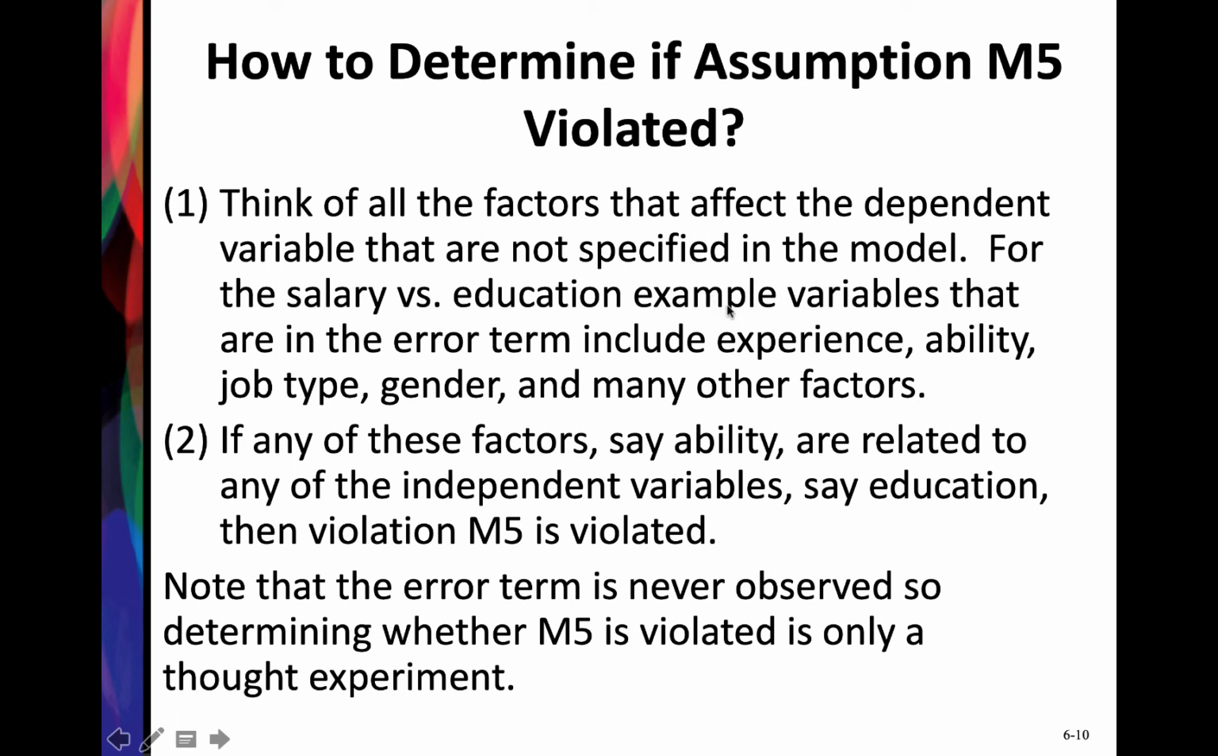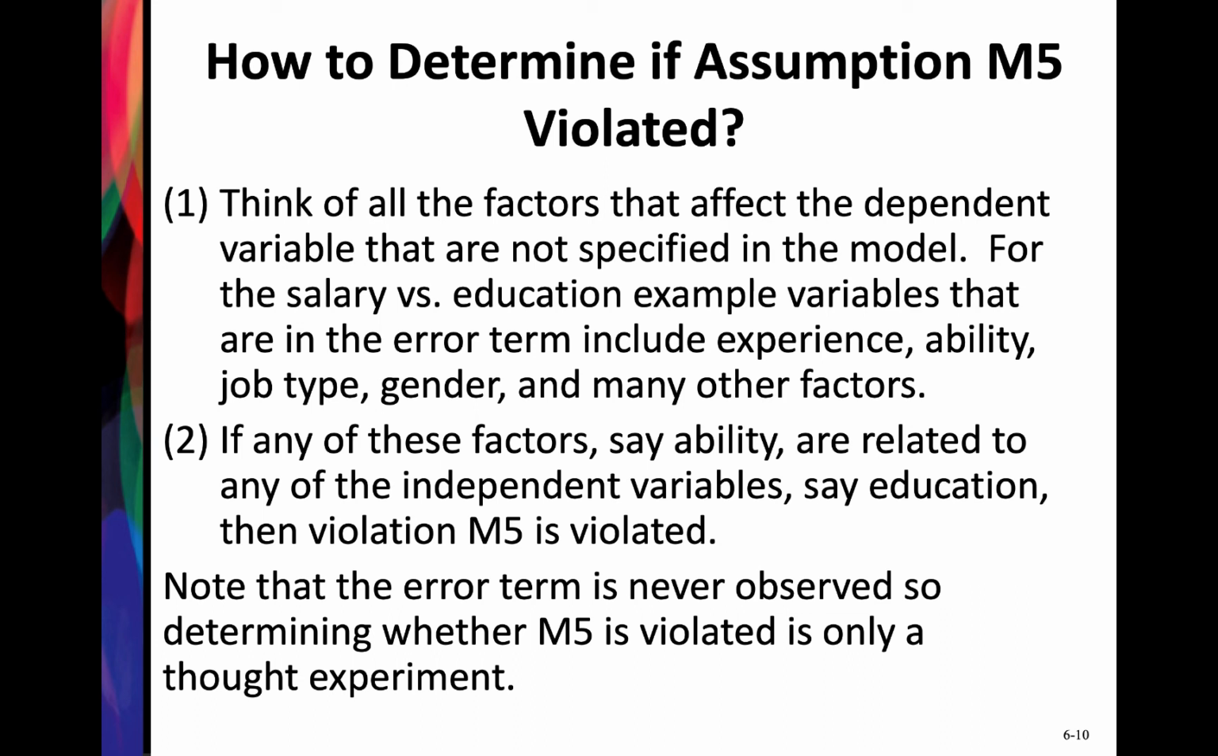For salary versus education, the thing that we always talk about is ability, which is very hard to account for. And then if ability is related to, say, education, then this assumption is violated. In this case, first of all, we never observe the error term because it lives in the population. So this, again, is something that is a thought experiment. We never know for sure whether or not it's violated, but I would say that probably 98 to 99% of the time in economics, when we do econometrics, this assumption is violated because there's typically something in the error term that is related to one or more of our independent variables.